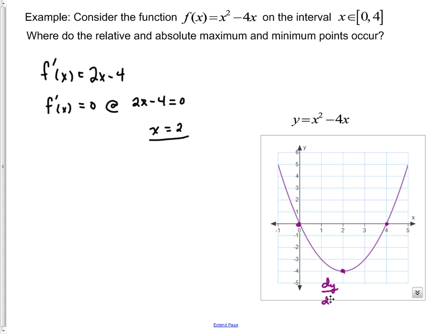So we might ask, well, is that the only kind of place where we can find a maximum or minimum, if the derivative is equal to 0? Well, it is a place, but it turns out that there are other places as well. And we're going to talk about those in a minute.